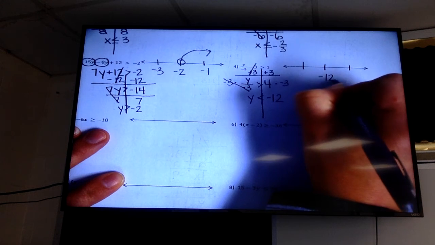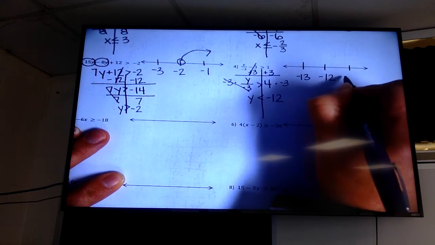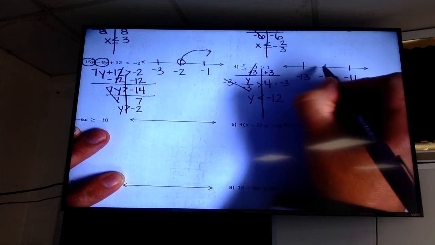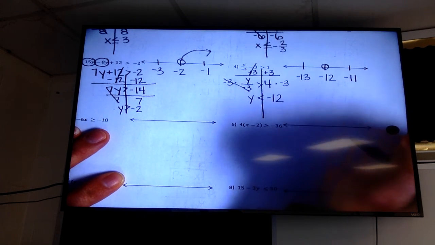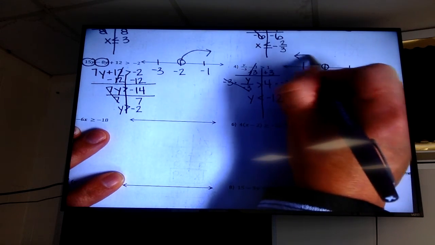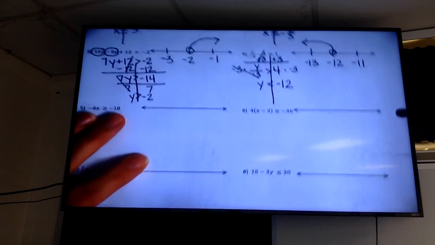So I'm going to put negative 12 in the middle. So it'll go negative 13, negative 12, negative 11. It says is less than, so I don't want to include negative 12. My variable's on the left, which is good because the way that arrow is pointing tells me which way to shade.